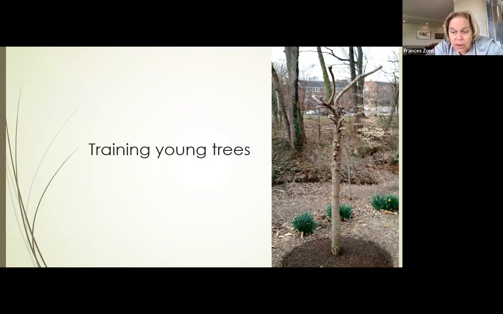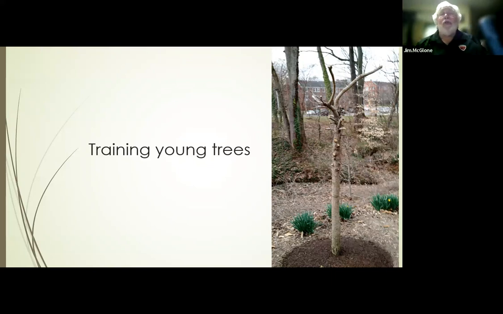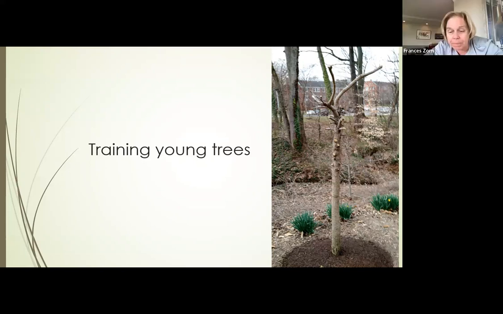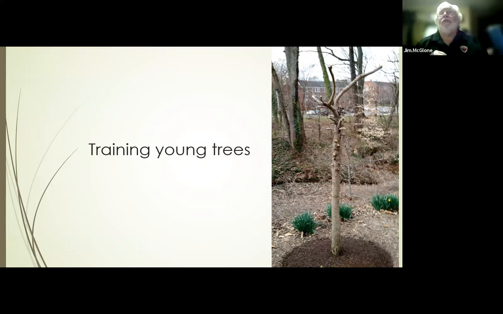Another question. You just said that you could prune any time of year for light pruning. How do you define light pruning? One or two cuts, especially one or two cuts of smaller branches.